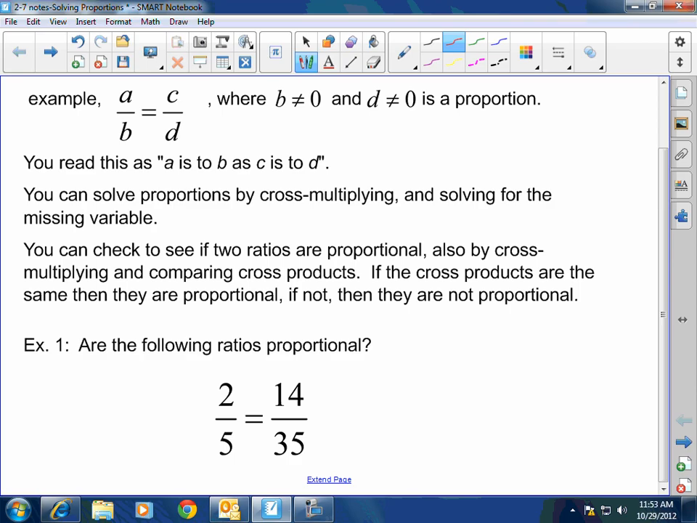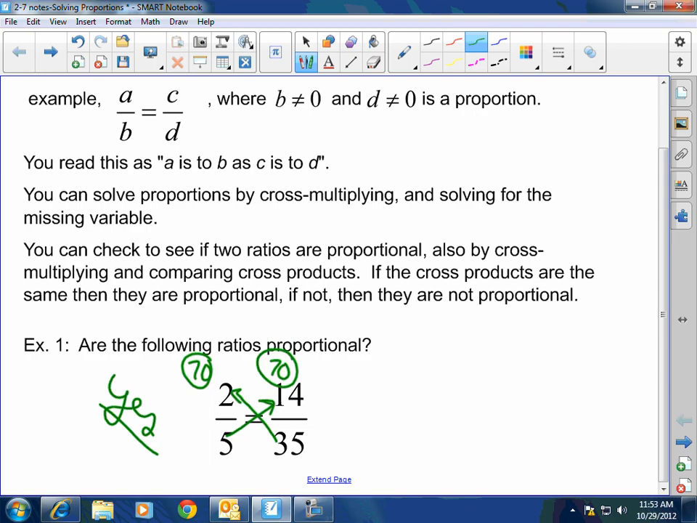Are the following ratios proportional? Well, we're going to cross-multiply and compare the cross products. So 35 times 2 is going to be 70, and 5 times 14 is going to be 70. So the cross products are 70 and 70. Are they equal cross products? So is this a proportion? Yes.